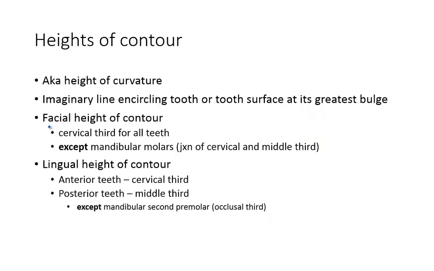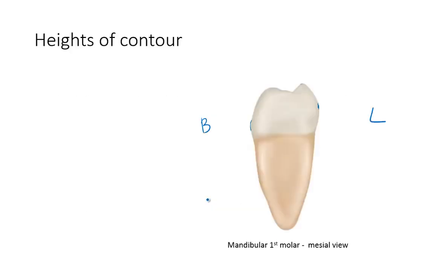So for facial or buccal heights of contour, the rule is it's going to be in the cervical third for all teeth, except mandibular molars. Those are going to be in the junction of the cervical and middle third. And then for lingual heights of contour, anterior teeth is going to be in the cervical third. So pretty much for anterior teeth, both the facial and the lingual height of contour is going to be the cervical third, so that's going to be easy to remember. Posterior teeth is going to be in the middle third, except for the mandibular second premolar, and that's going to be the occlusal third. So remember, we can divide this tooth into thirds.